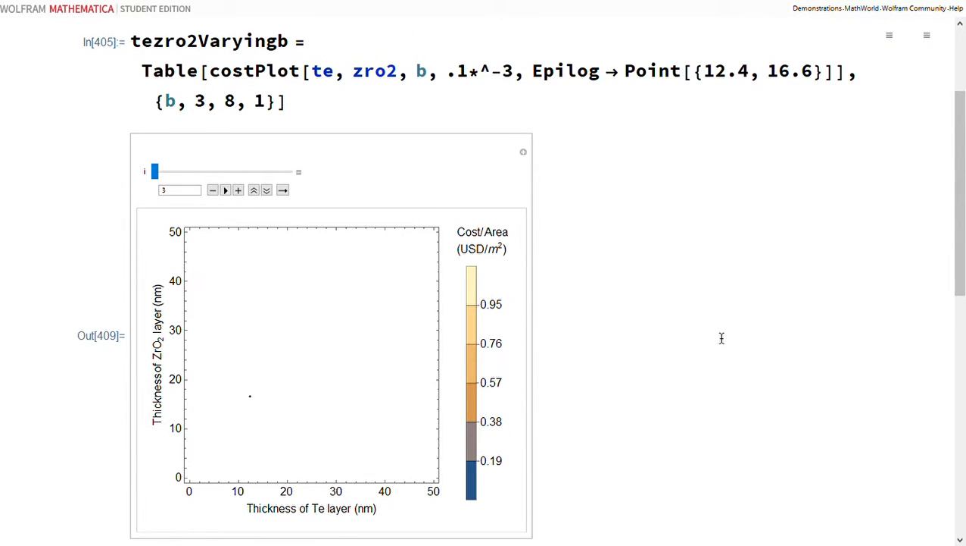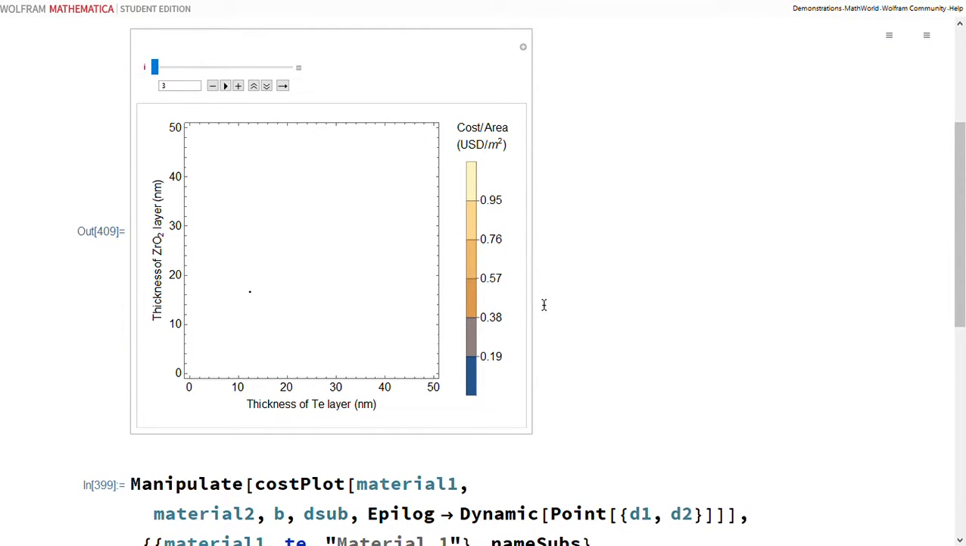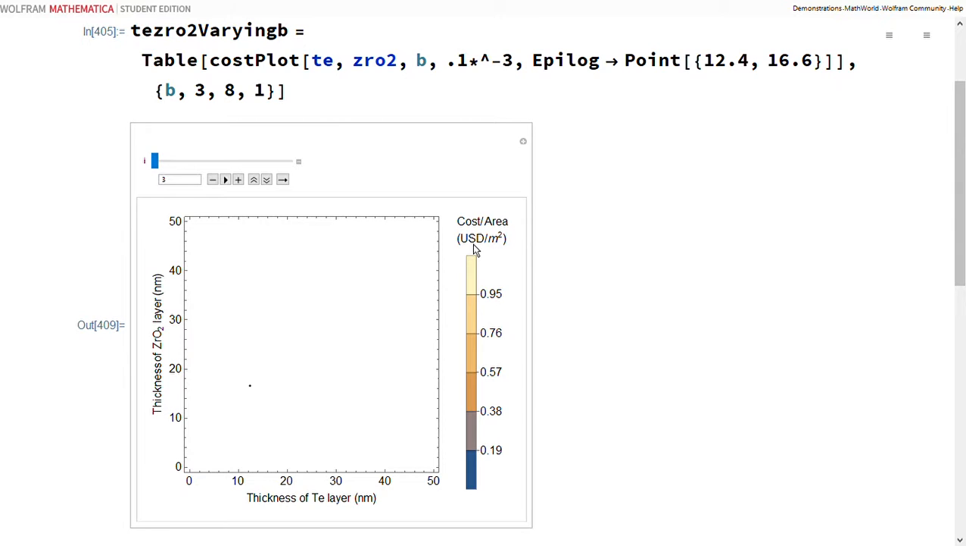And the way to determine that was based off of the plot that's shown here. This is a plot of the thickness of the tellurium layer on one axis and the thickness of the other layer on the other axis. In this case, it's zirconium dioxide, which ended up being the cheapest material.